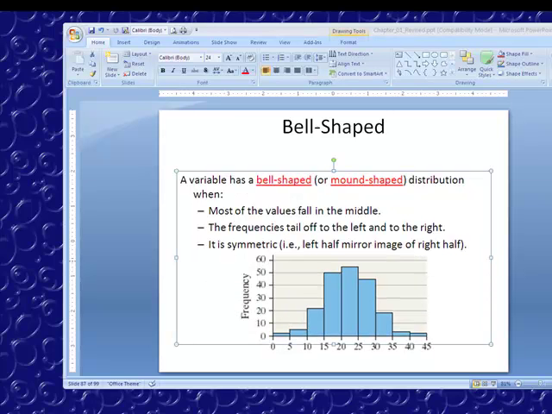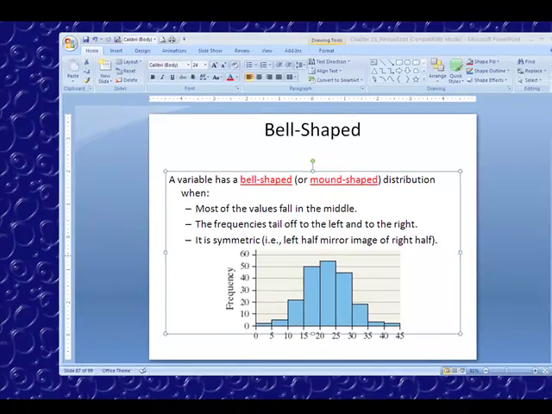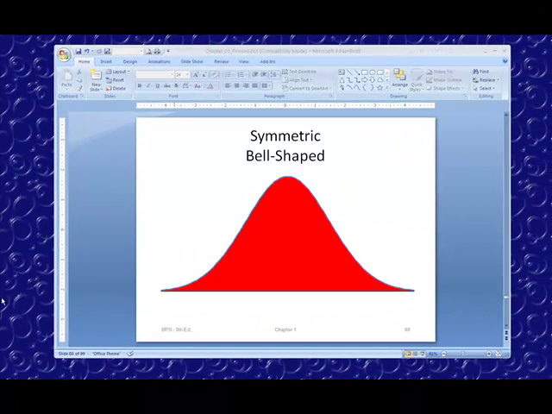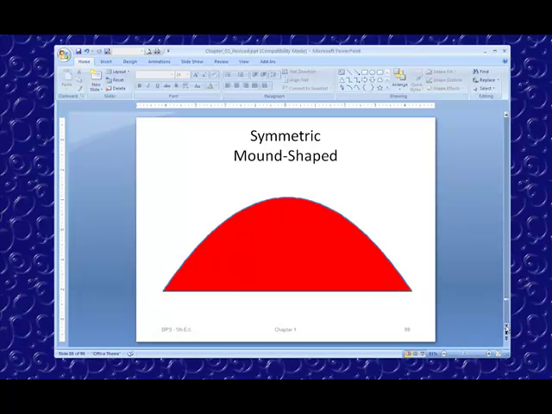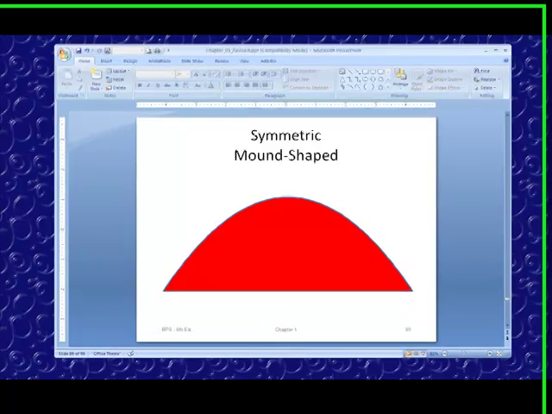And if we were to put a line through the center of it, the one half would look close to a mirror image of the other half. So here's a nice bell-shaped graph, and then we have a mound-shaped graph next. Both of those would be considered symmetric because, again, we could draw a line in the center of both of them, and one side would be the mirror reflection of the other side. That's what we mean by symmetry.